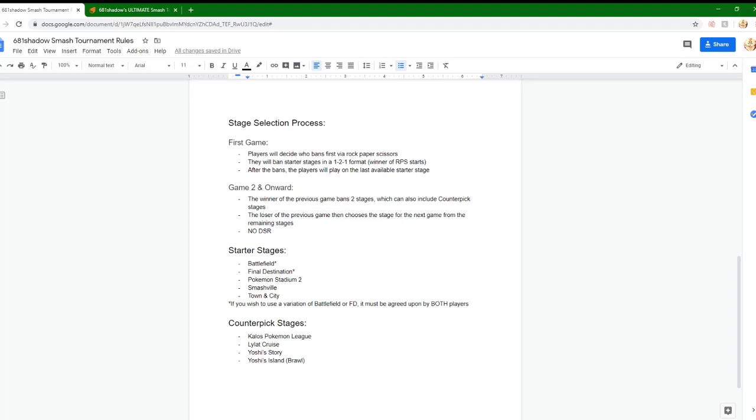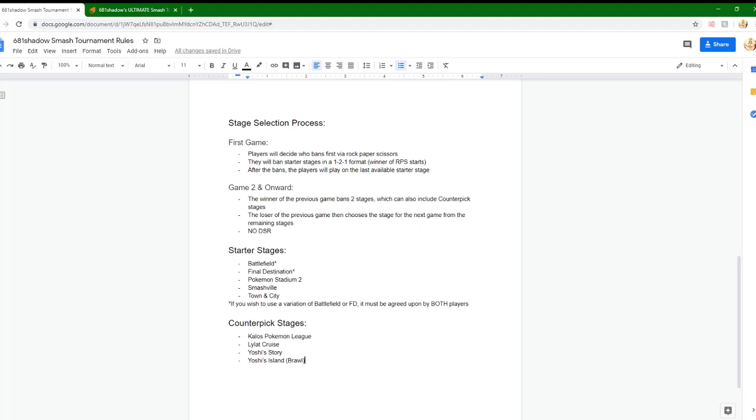Then for game 2 and onwards, let's say player B wins game 1. Because player B won game 1, they are able to ban two stages, and the stages you can ban include the starter stages, which are these five, as well as the counterpick stages, which are Kalos Pokemon League, Lilac Cruise, Yoshi's Story, and Yoshi's Island. So let's say player B bans Yoshi's Story and Battlefield. Then from there, the loser of the previous game, player A, would be able to choose from the remaining list of stages. And that would pretty much continue until the set is over.